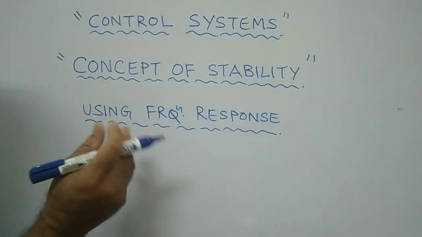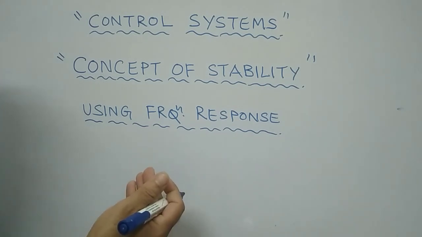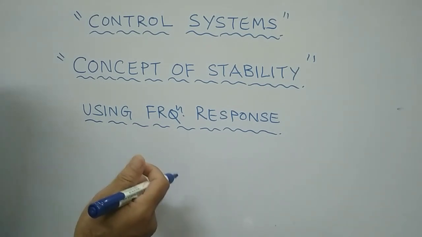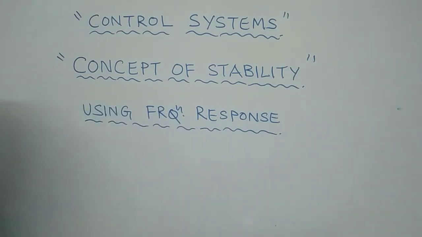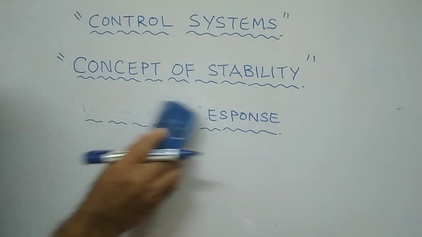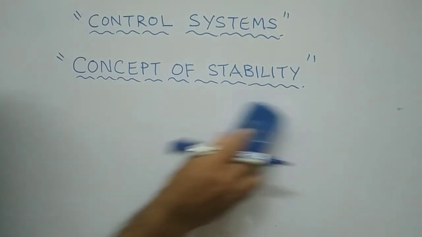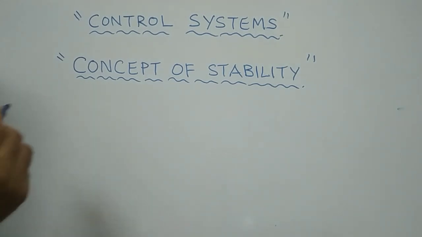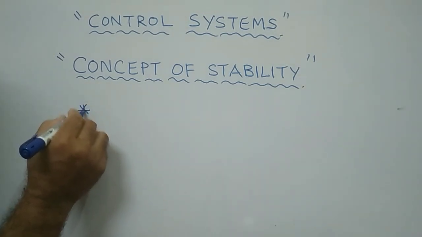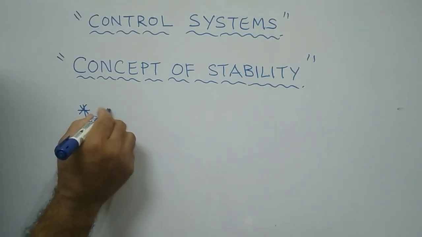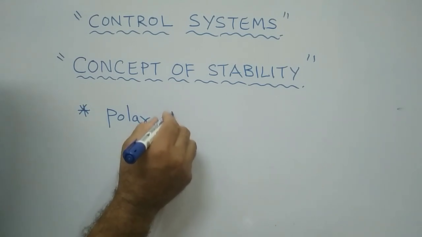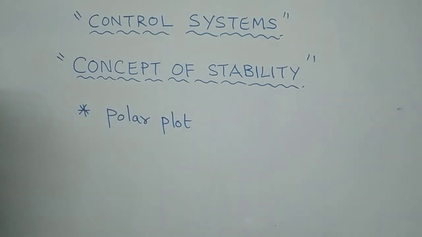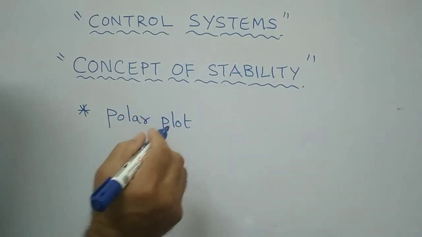Basically, we have various methods for finding the stability of any given control system using frequency response. I will explain what the methods are. The first method is the polar plot. This is one method of finding the stability of the system using frequency response.